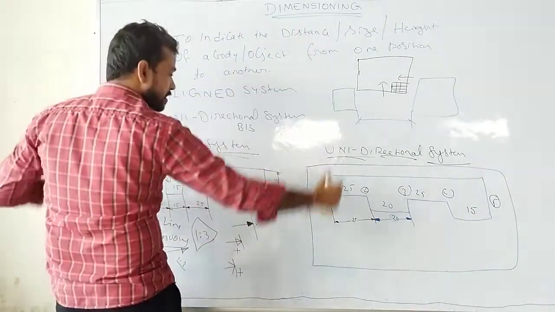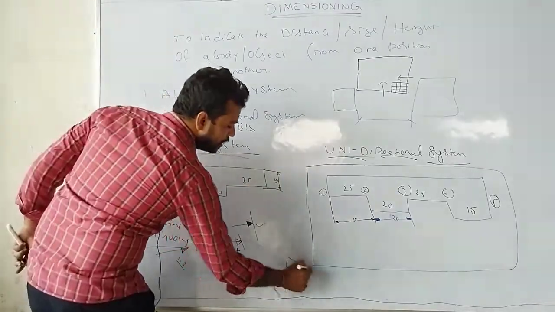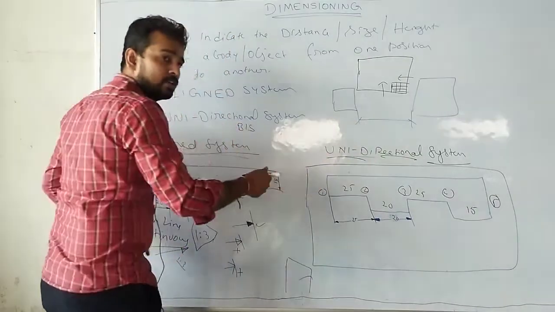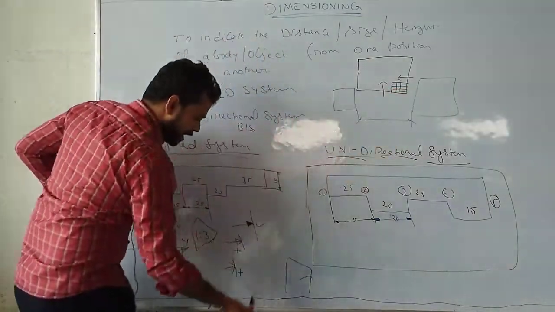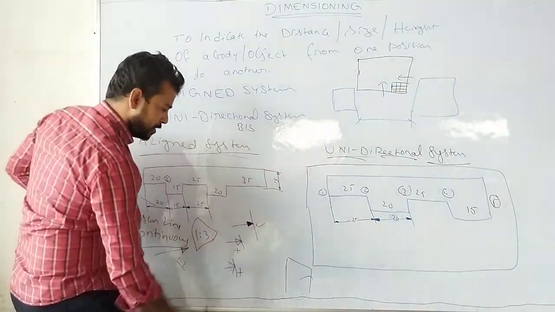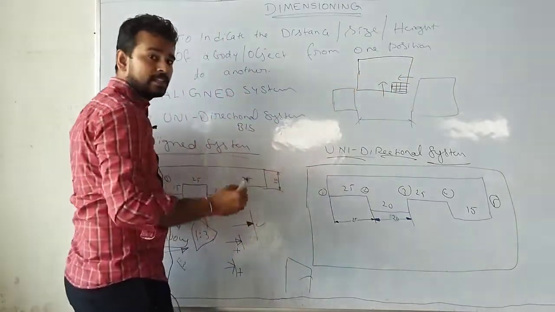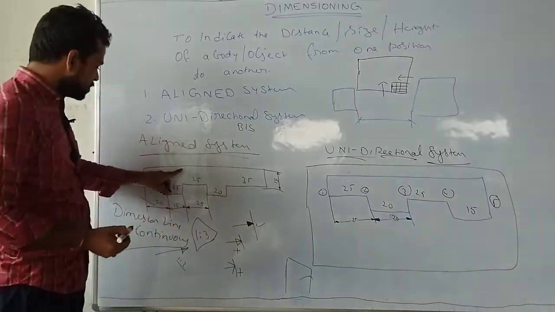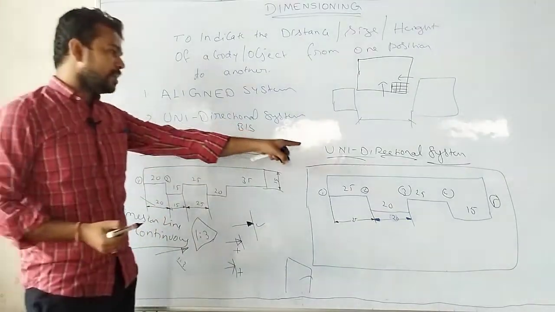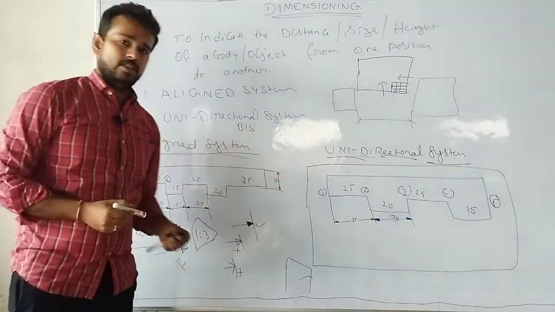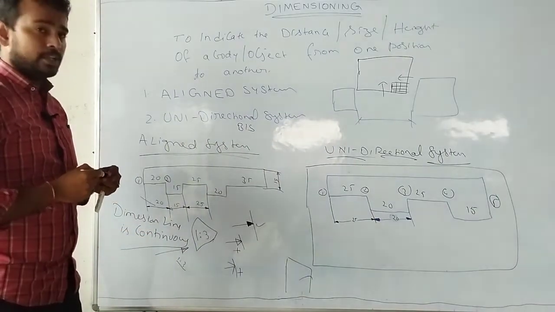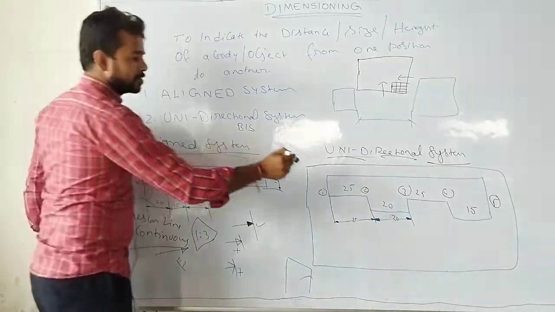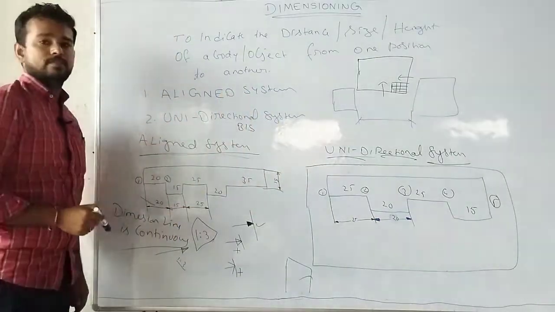Suppose you consider this as the drawing sheet, the title block will be at the right bottom. So from the right bottom, you have to observe the drawing sheet from that position and from this position. Okay. From here and from there. But in the unidirectional system, like this. Okay. So that's why the aligned system of dimensioning is like this and the unidirectional system of dimensioning is like this. The most important thing you need to mention is that here the dimensioning line is continuous, here the dimensioning line is not continuous. Okay.